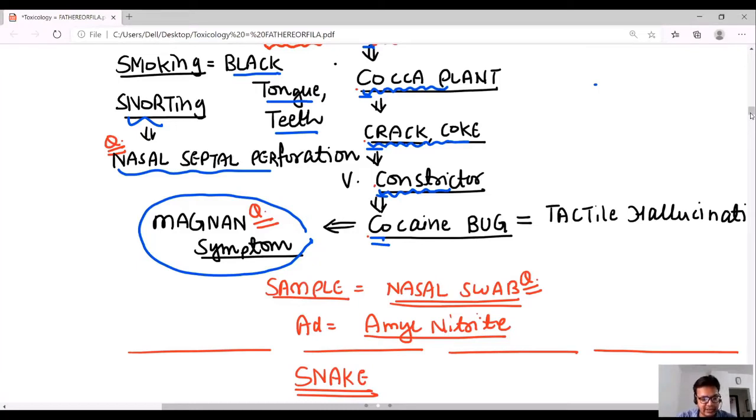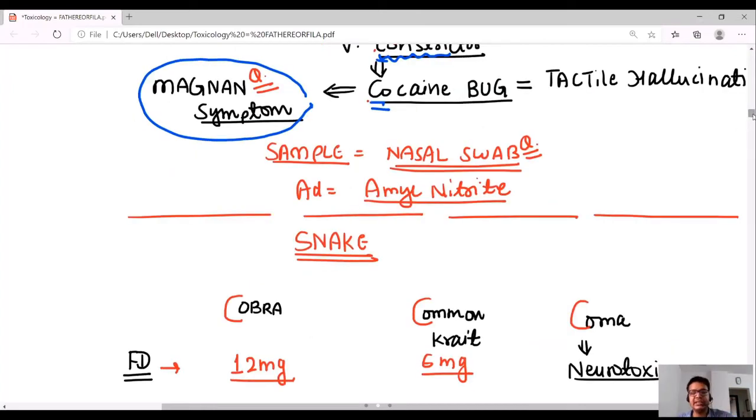Cocaine tactile hallucination is known as Magnan symptom. Very important. Now, if you want to detect cocaine, you will take the sample from nasal swab. Antidote for cocaine is amyl nitrite.